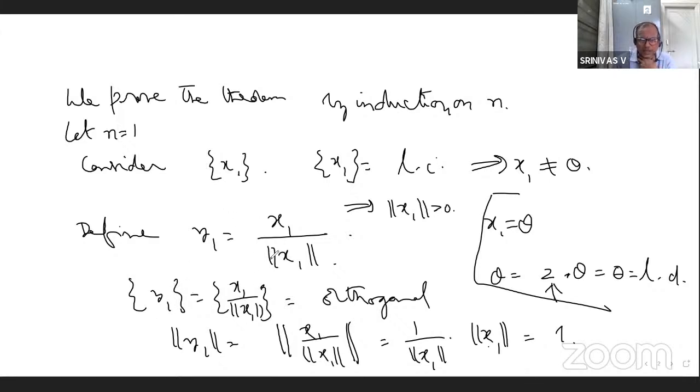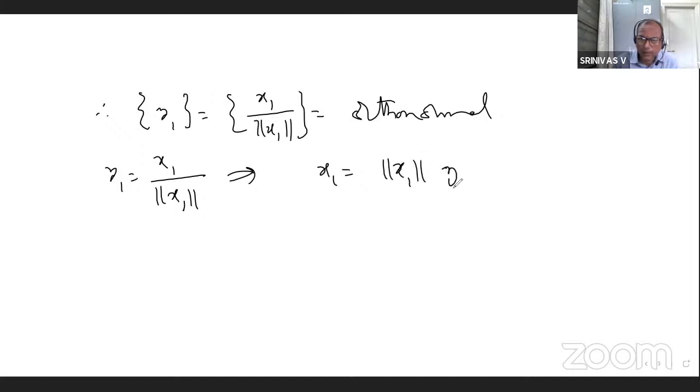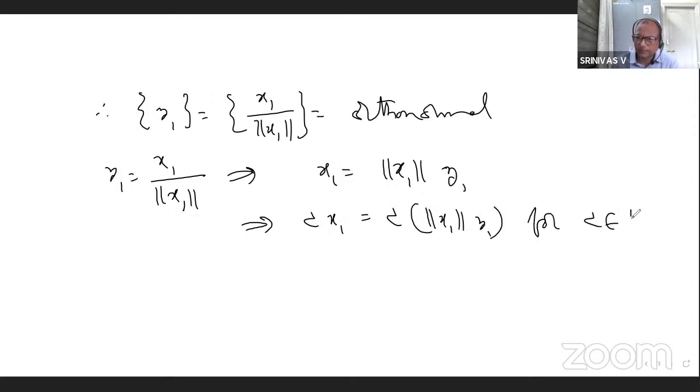Okay, how? See now. From here you get that x1 is a scalar times y1. Given y1 equal to x1 by norm x1, this gives that x1 is equal to norm x1 times y1. You take this to the other side. This is a scalar, a positive number. So x1 is a scalar times y1. If you take a linear combination of this, it will be a linear combination of this. This implies a scalar c times x1 is equal to c times norm x1 into y1, for c belonging to the field. I am taking a scalar c from the field.